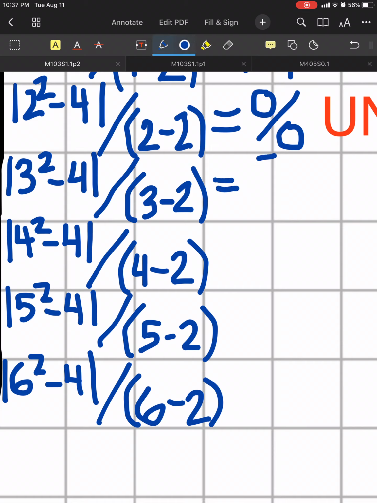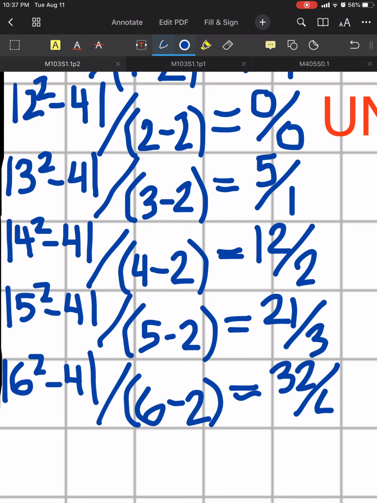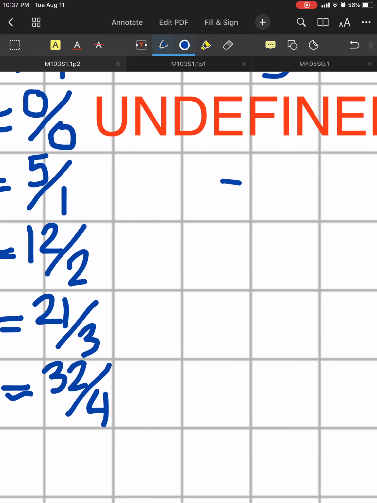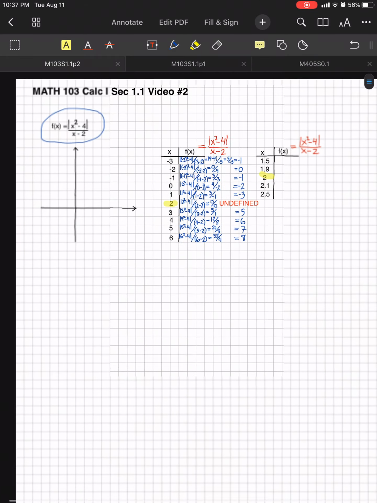9 minus 4 gives me 5. 3 minus 2 gives me 1. 16 minus 4 gives me 12. 4 minus 2 gives me 2. 25 minus 4 gives me 21. 5 minus 2 gives me 3. And finally down here, 36 minus 4 gives me 32. And 6 minus 2 gives me 4. If I plug those all in and divide, 5 over 1 is 5. 12 over 2 is 6. 21 over 3 is 7. And finally, 32 over 4 is 8. That part works out just fine.